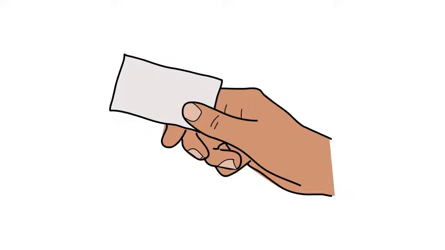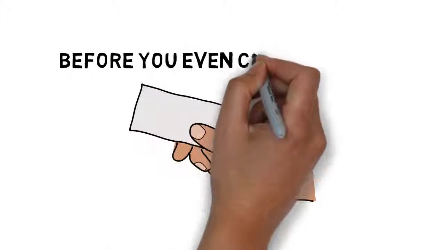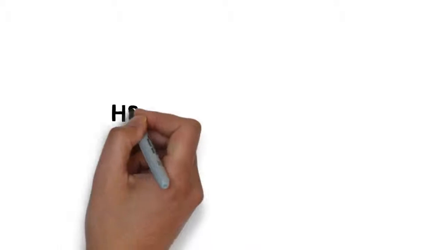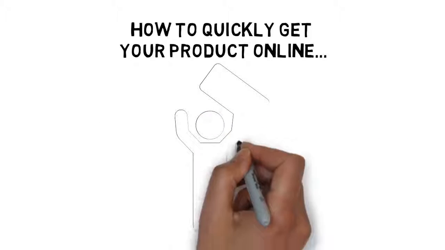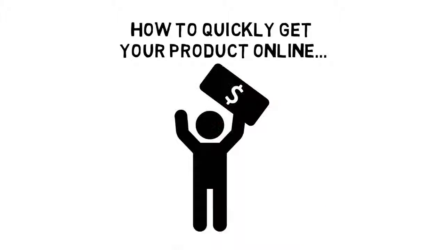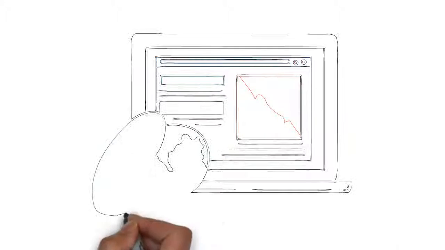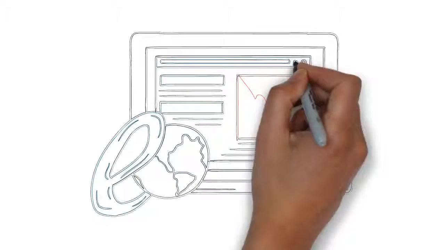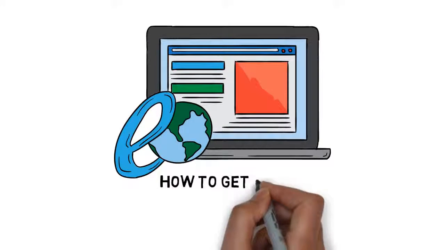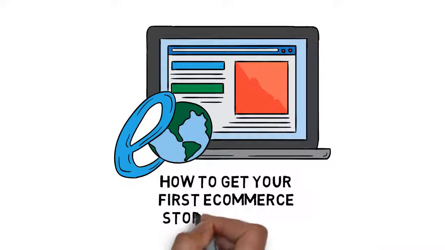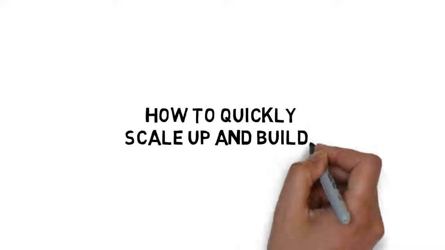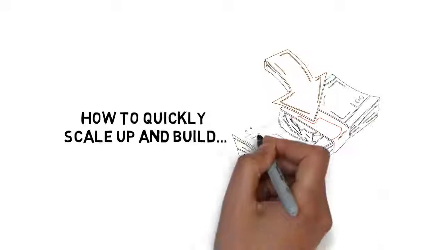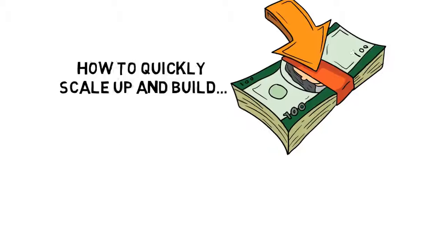The simple method for selling your products before you even create them. Plus, how to quickly get your products online and start making money right out of the gates. Why e-commerce is not as complicated as you might think, and how to get your first e-commerce store started. And how to quickly scale up and build a 6 or even 7-figure product business.